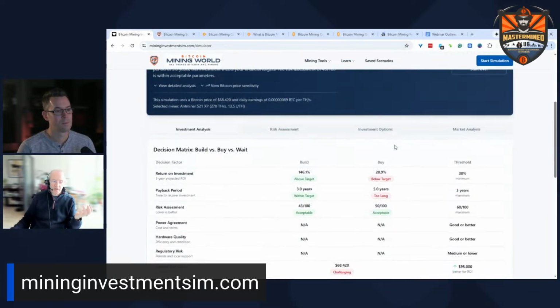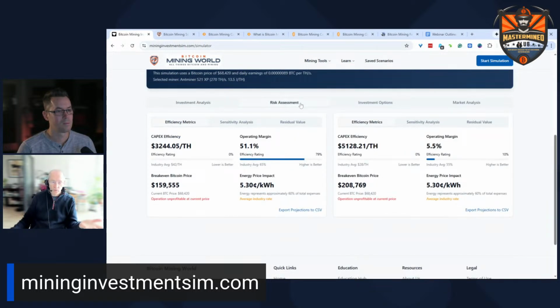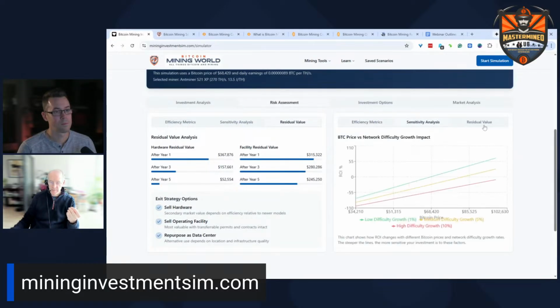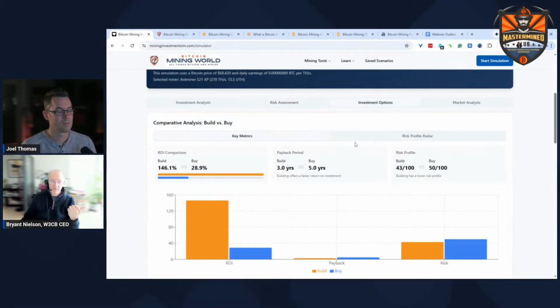You also have the ability to look at this from a number of different perspectives. You have the investment analysis, you have the risk analysis, and of course, you have efficiency metrics, sensitivity analysis, and residual values. But you can then look at other investment options, whether it's better to build versus buy. And of course, as we set this simulation up, the default, given the current market price, is saying that it's actually better to build than it is to just buy and hold.